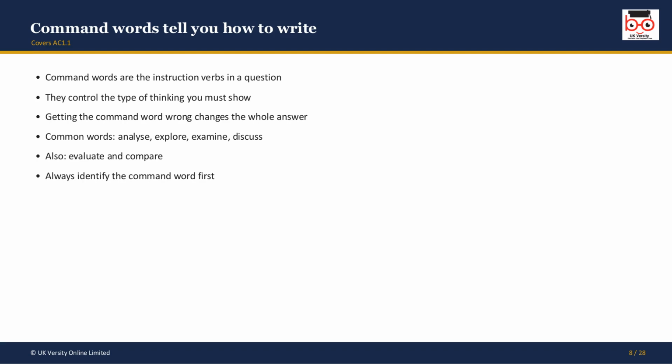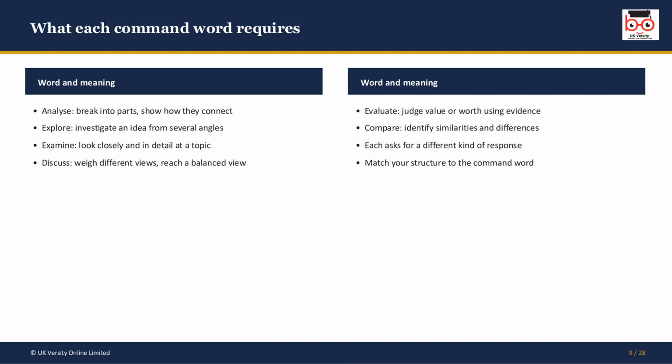Command words are the instruction verbs in a question, and they control the kind of thinking you have to show. Get the command word wrong, and you change the whole shape of your answer. You'll meet words like analyze, explore, examine and discuss, as well as evaluate and compare. Whatever else you do, identify the command word first. Each command word asks for something different.